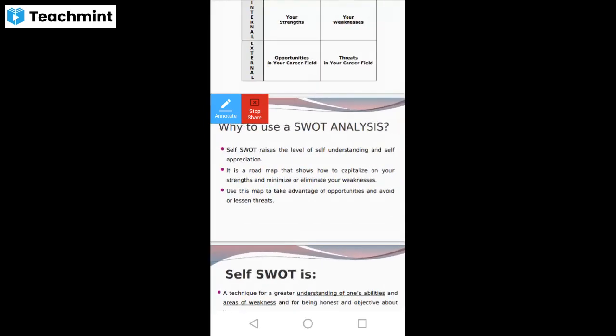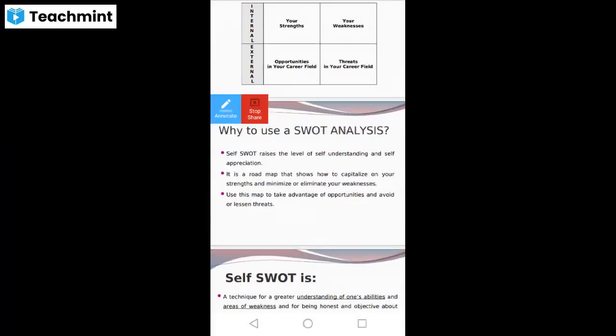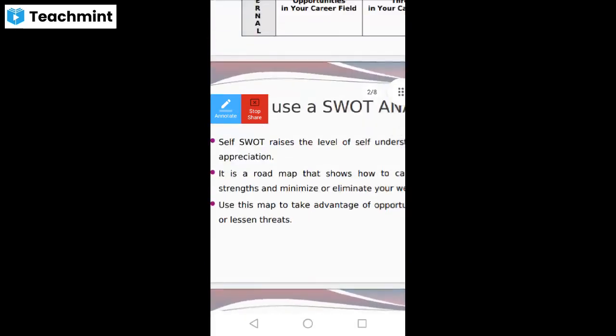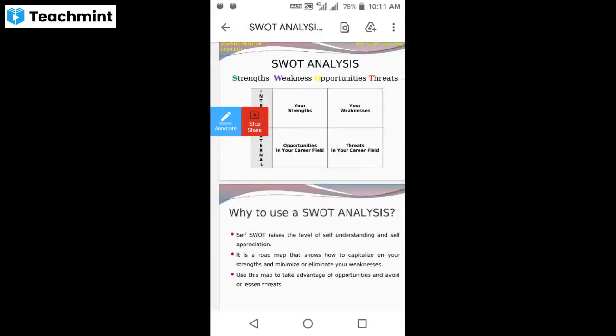If you know about yourself, that means self SWOT rises. Self-analysis raises the level of self-understanding and self-appreciation. You are able to understand yourself very well. If you understand your strengths, weaknesses, opportunities and challenges, then you can appreciate what good qualities are there in you, what strengths you have, what weaknesses you have. You can appreciate yourself also.